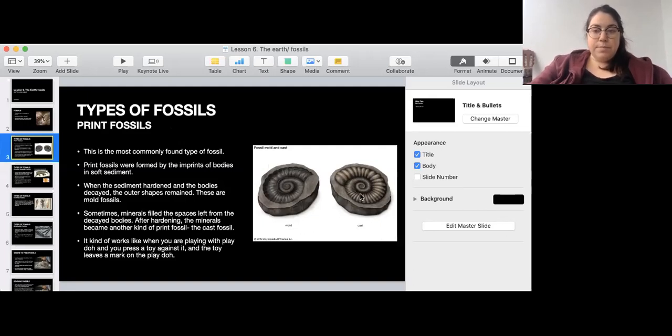And then sometimes minerals fill the spaces left from the decayed bodies. After hardening, the minerals become another kind of print fossil, the cast fossil. It kind of works like playing with Play-Doh, and then you're pressing a toy against it and it leaves a mark on the Play-Doh. That would be like a mold print fossil. And then a cast print fossil would be if you fill that mark with something else.